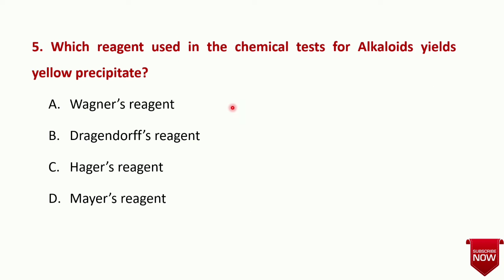And fifth question. Which reagent used in the chemical test for alkaloids yields a yellow precipitate? All these tests mentioned in the options, Wagner's reagent, Dragendorff's reagent, Hager's reagent, Mayer's reagent, are all used for alkaloid detection only. Among these, the yellow precipitate is produced by Hager's reagent.